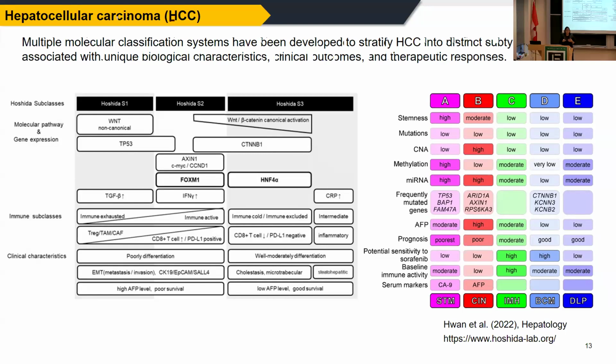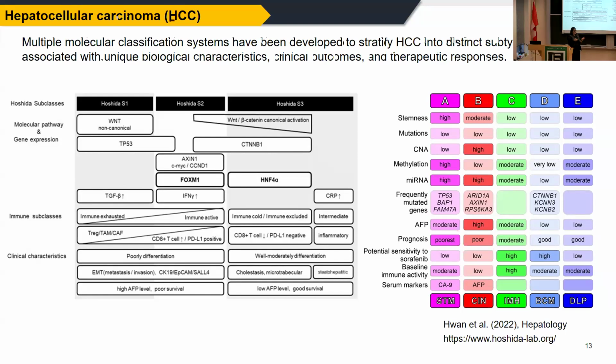And HCC is one of the most common types of liver cancers which happens in adults. And the problem with HCC is it has nil to minimal symptoms. So it's often quite late when the cancer is detected. It's usually at an advanced stage.